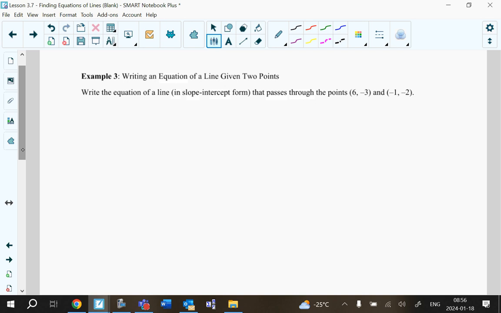Do I know the slope? But can I figure it out? How? I'm not given the graph, so I can't do rise over run. But I do know how to find the slope a different way when I'm given the points. The slope formula.